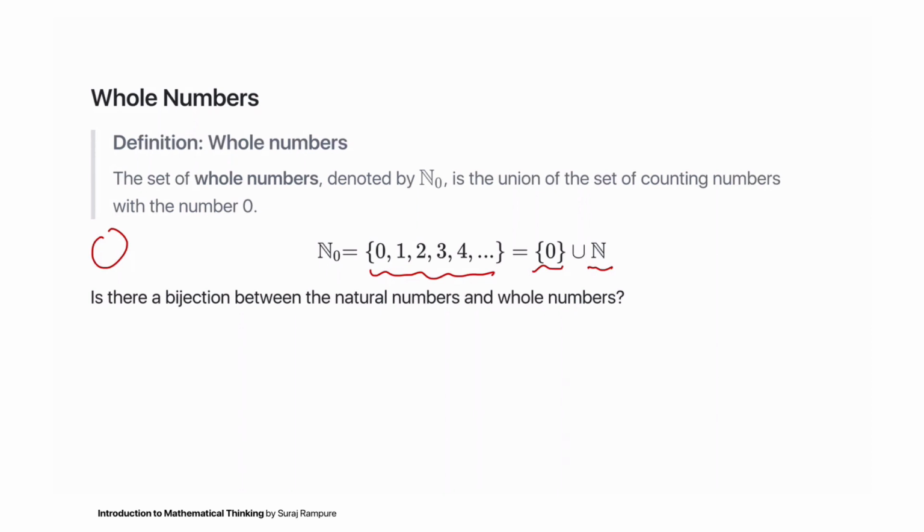And so the question we now need to answer is, is there a bijection between the set of natural numbers and whole numbers? I.e., do they have the same number of elements? Do they have the same cardinality? Clearly, the whole numbers have at least one more element, right? Because there's a 0 in the whole numbers, but there's no 0 in the natural numbers. But as we will see, there is indeed a bijection between these two sets, implying that they have the same cardinality. Let's take a look.